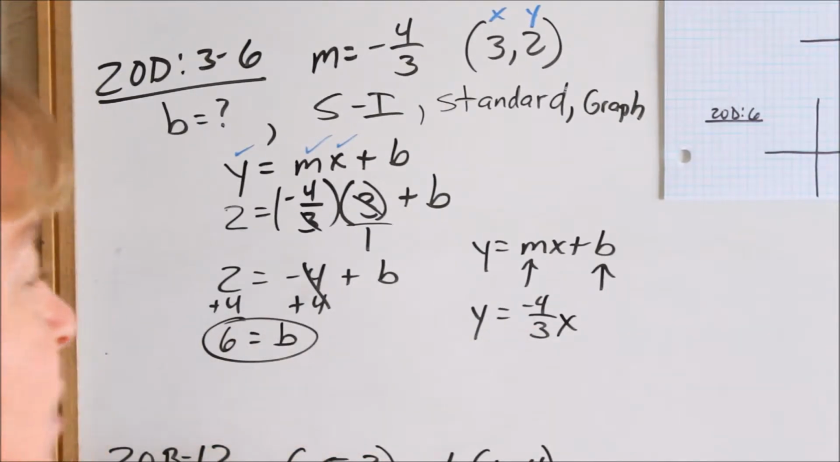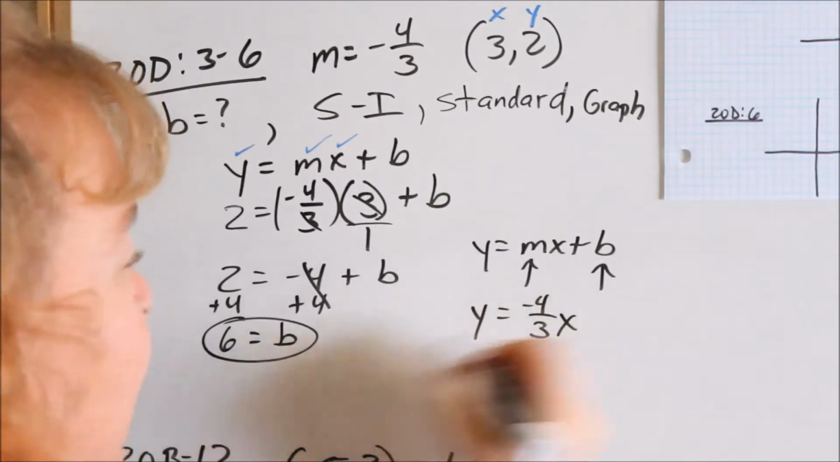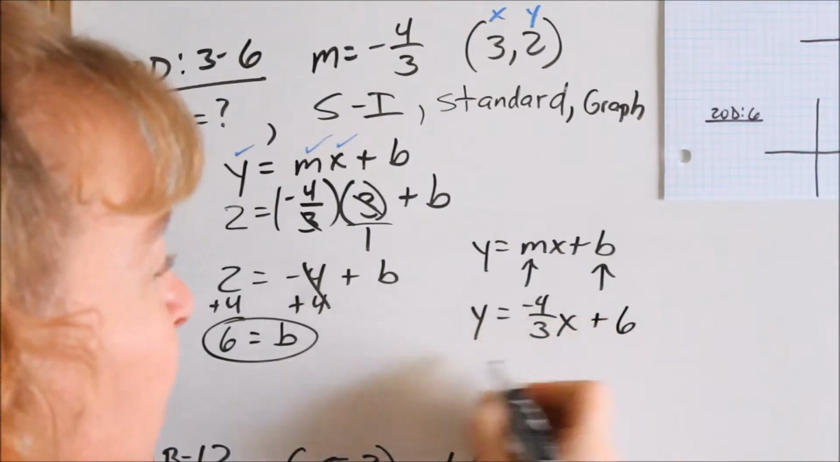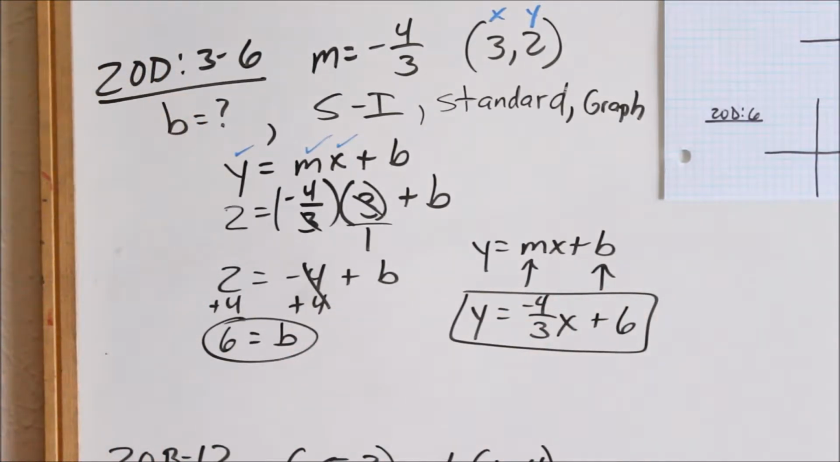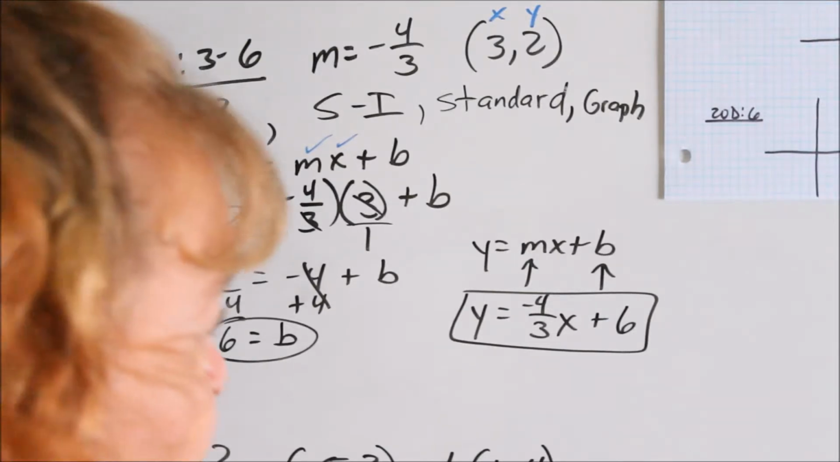When we write slope-intercept form, we want our x's and y's still in there. And then our y-intercept was a +6. That is the slope-intercept form of our equation. Now we are wanting to put it in standard form.